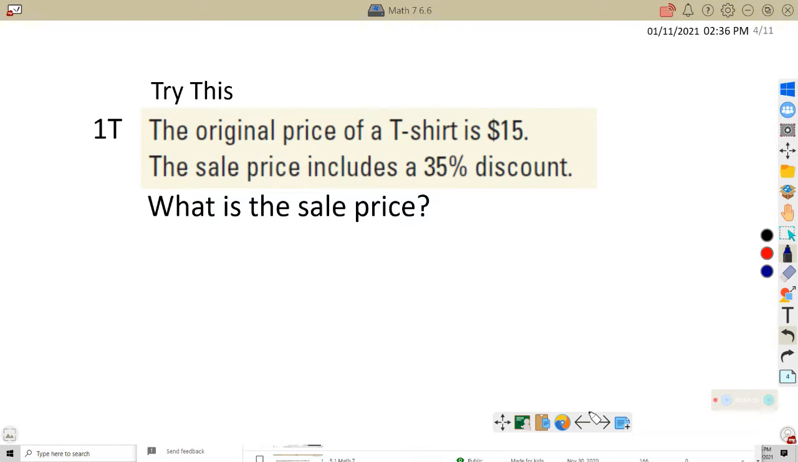Try this. It sets up the same as the other one. What is the sale price? Pause the video here to do this problem. Write your answers in your notebook and then join me on the screen.